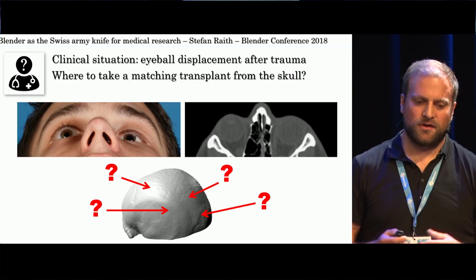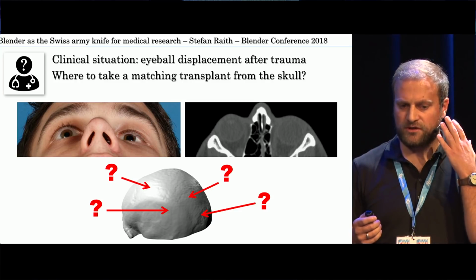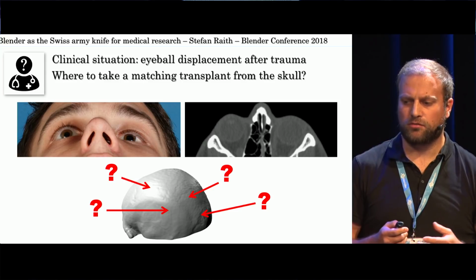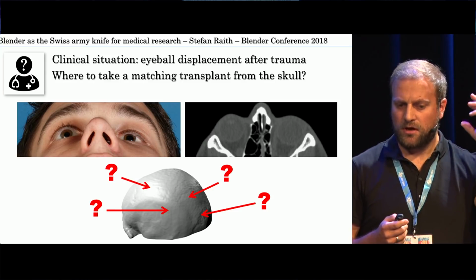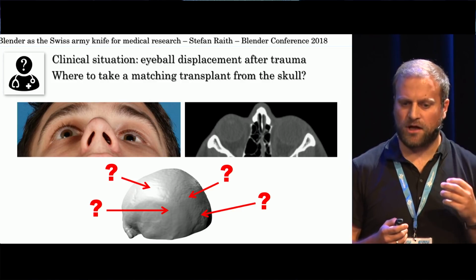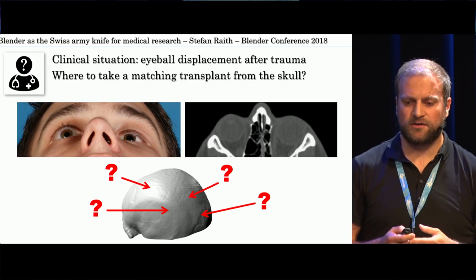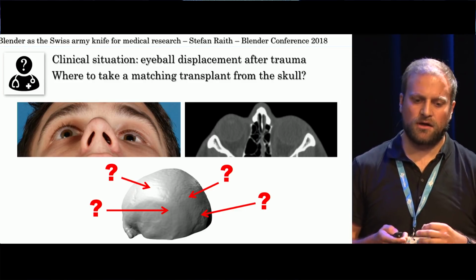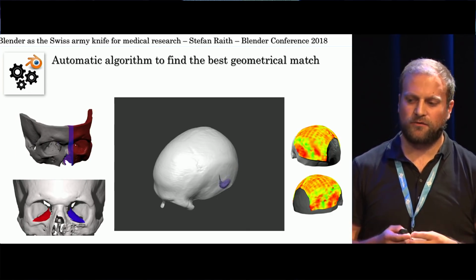So another hands-on clinical question would be this patient case here. He suffered trauma where his eyeball is deformed backwards, and this should be corrected also in order to improve his vision. And this should be done by a transplant from this patient from his skull. A part of the skull bone should be positioned under his eyeball to correct this deformity.